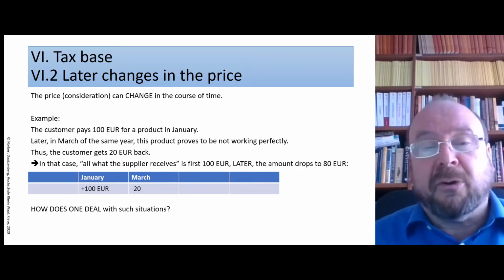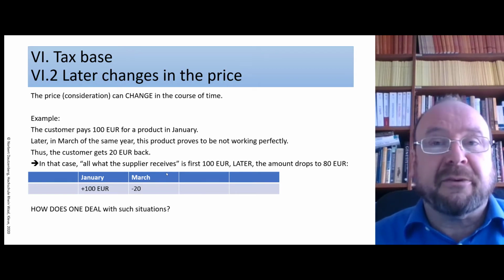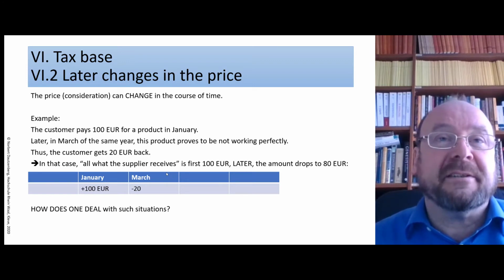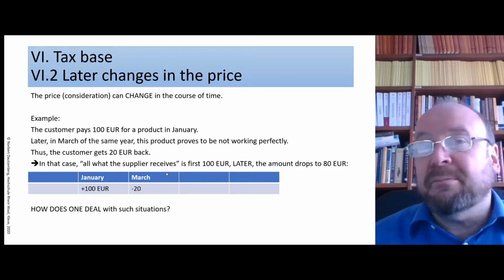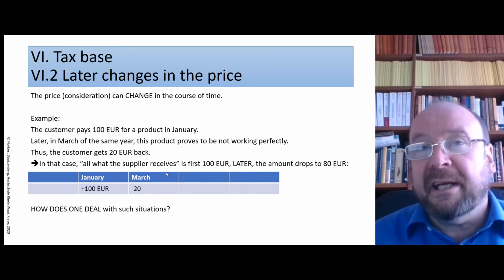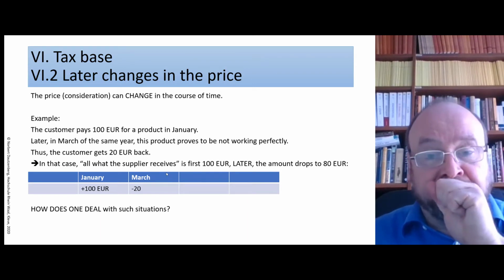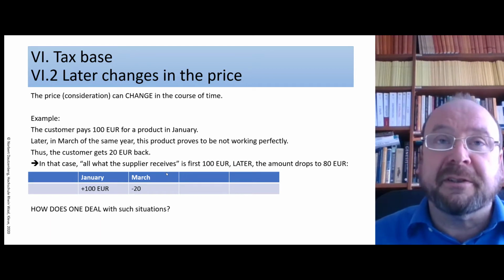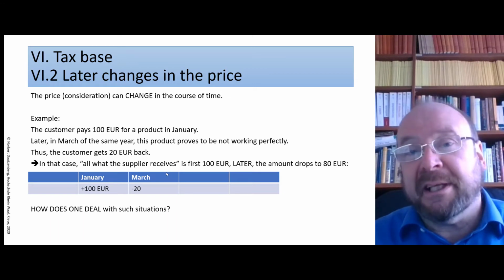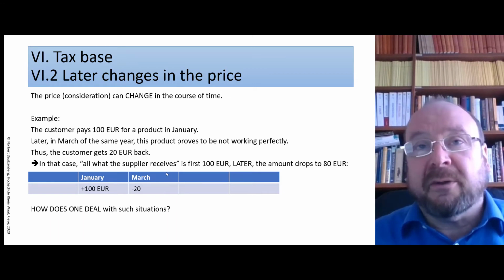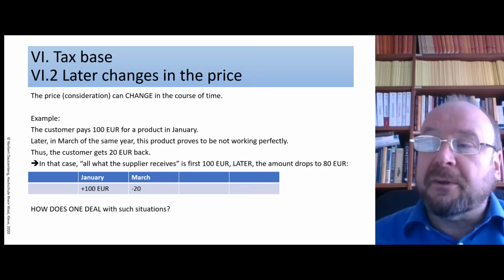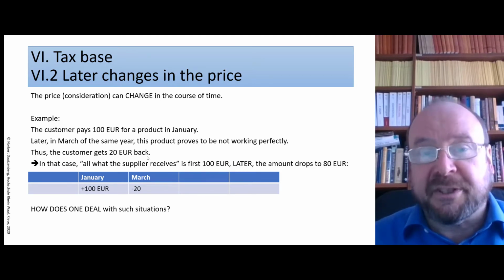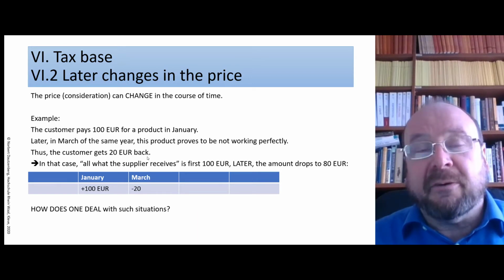Good. Now, all what the supplier receives for the product is now first €100, but later the amount drops down to €80 because then you get a kind of a discount or a payback. And had you given the discount of 20% immediately, then it would have been only €80, and it does not change the situation if first the seller tries to keep the 100 and only gives you back 20 later if something goes wrong. In the long run, all what the supplier gets for the product drops down to 80. So how does one deal with such situations? That's the question.